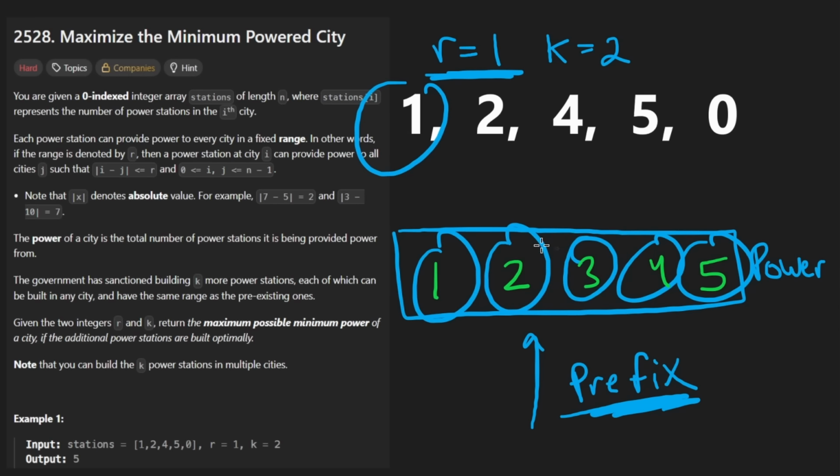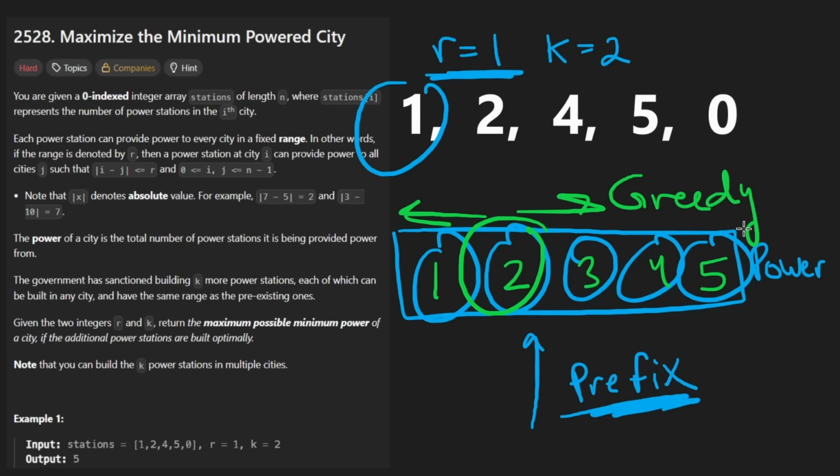I'd probably want to add the station either here or here, because if I add it here, it gives us a range of this, or if I add it here, it gives us a range of that. Now, probably we're going to want to add it here because it covers this guy and it covers an extra guy as well. So you're seeing a little bit of the greedy nature of this problem.